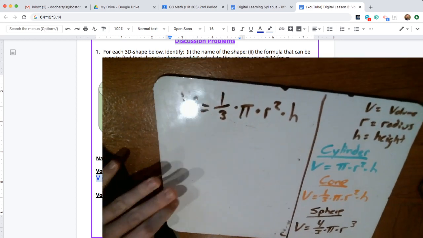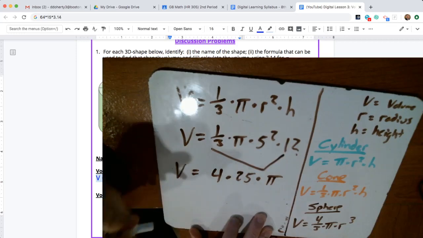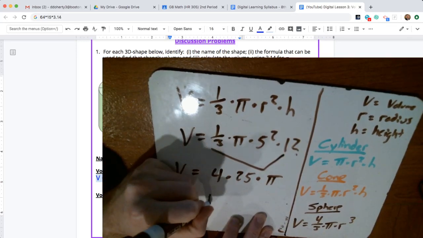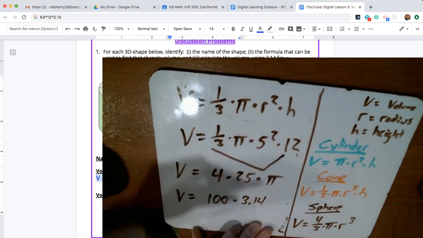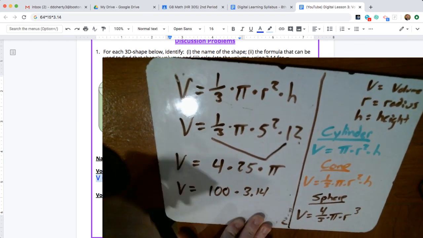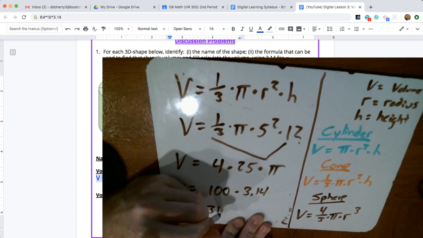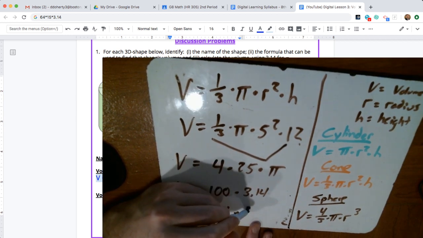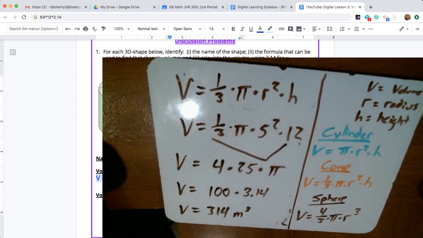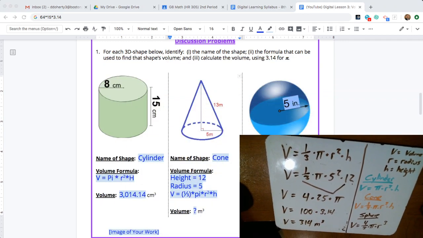So now that we know that the radius is 5 and the height is 12, 4 times 25 is going to give us 100, so we have 100 multiplied by 3.14 because that's what we're told to use for pi. And that gives us a volume of 314. In this case, it's measured in meters. So that's going to be 314 cubic meters for our volume. And again, if we have a height of 12 and a radius of 5, the volume here works out to 314 cubic meters.